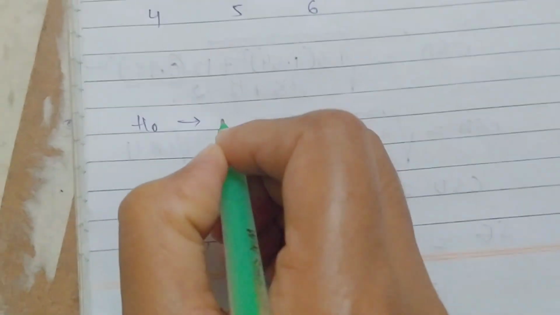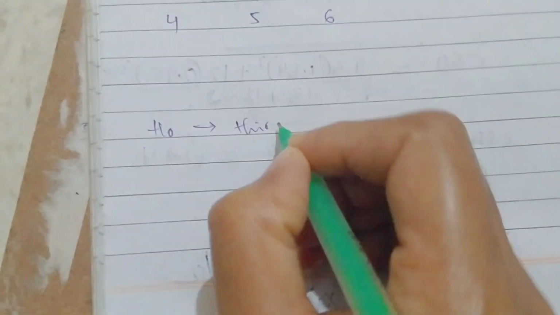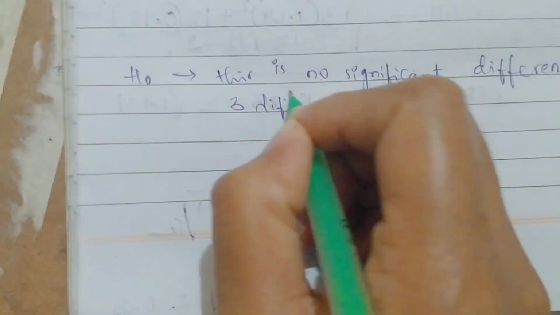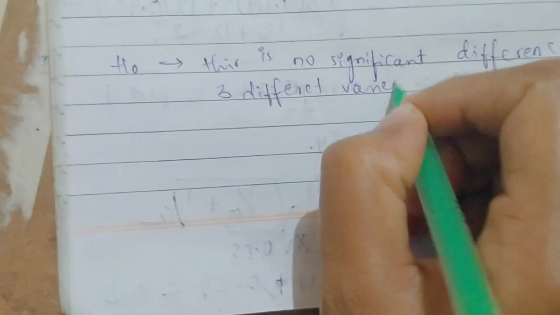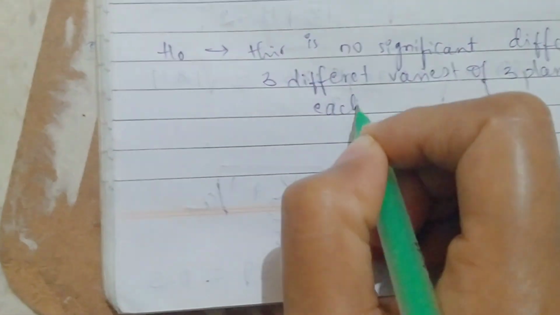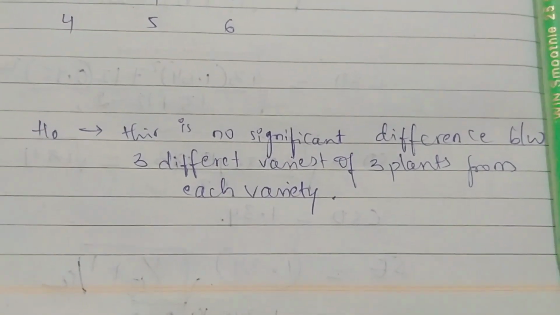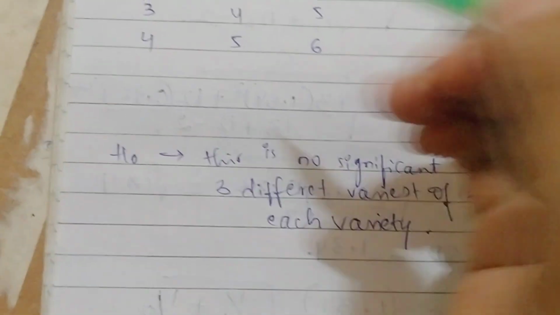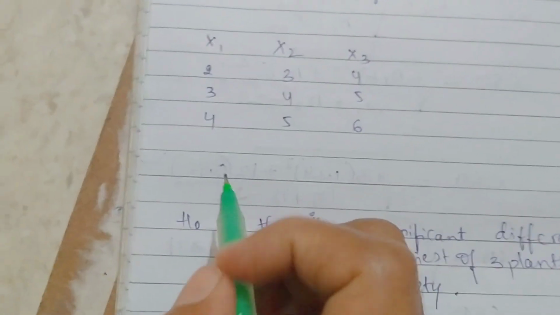Before this we need to frame H naught, which says that there is no significant difference between the three different varieties of three plants from each variety. So after writing this H naught, the next step is we need to calculate.